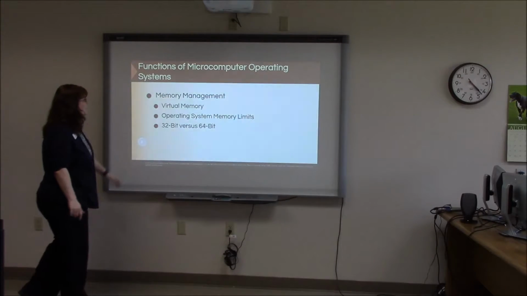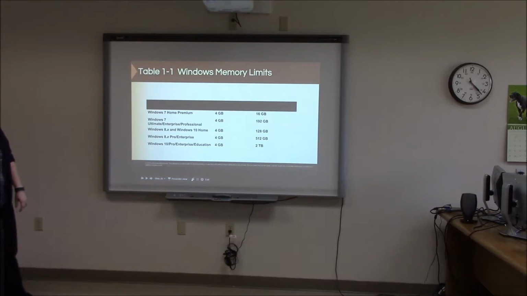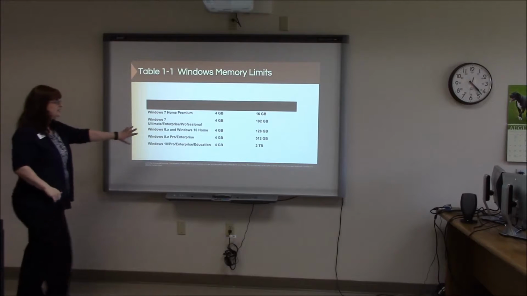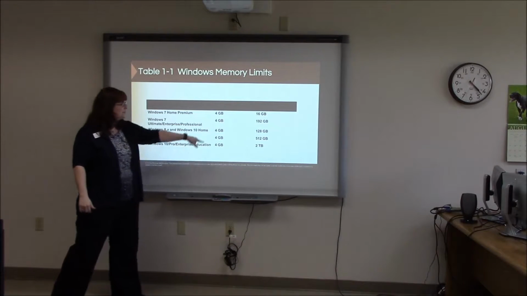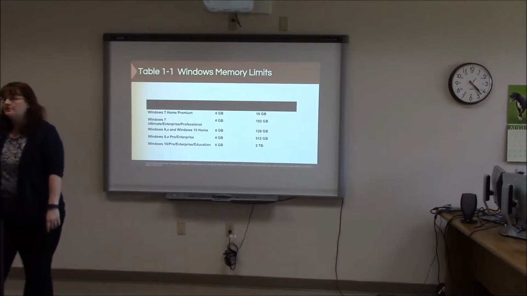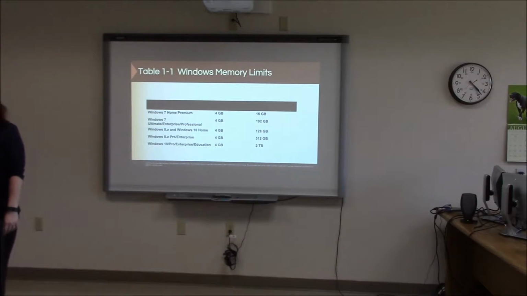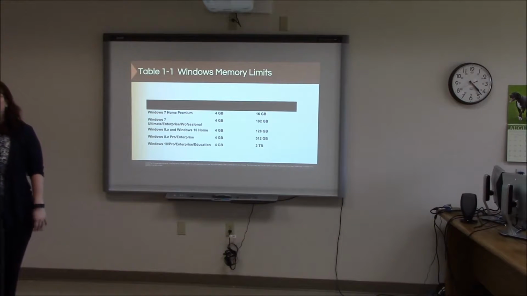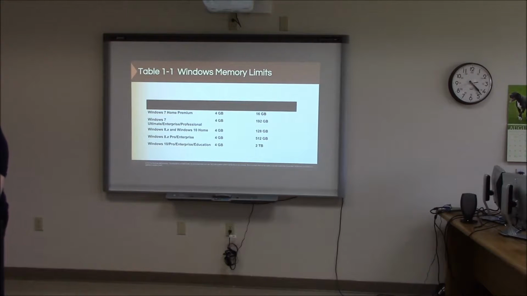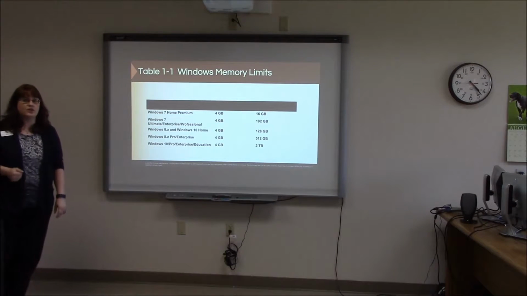For example, in Windows 7 Home Premium, you can have 4 gigs of RAM. In fact, everything that's 32-bit in this column can have a maximum of 4 gigs of RAM. After that, if you installed more RAM in the system, Windows wouldn't see it and wouldn't use it, and that can be frustrating for people when they don't know this.